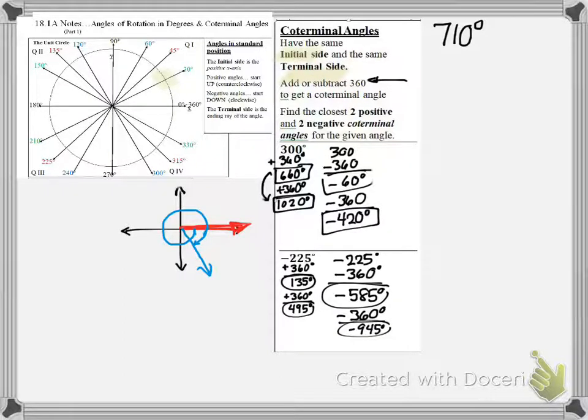So this kind of problem in our textbook is asking for 4 answers. It's asking for 2 positives and 2 negatives that are coterminal with this. I want to do another example, which is 710 degrees, but this is all that's in your typed notes.